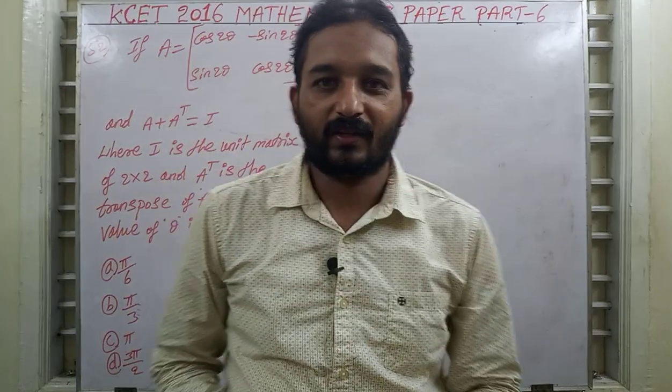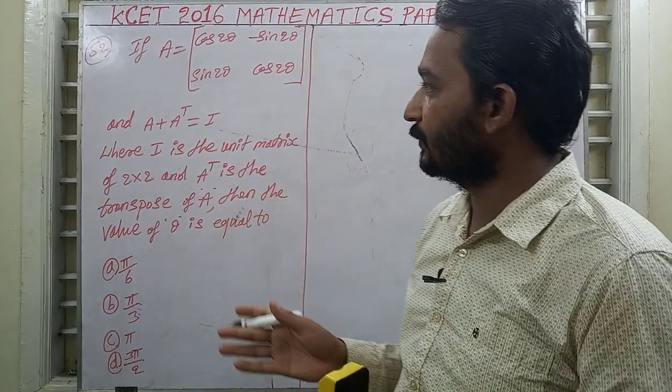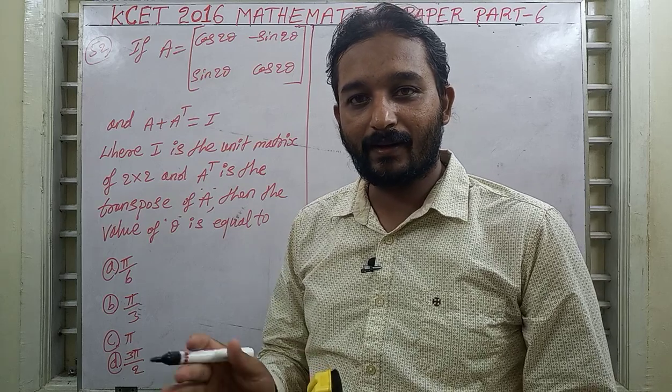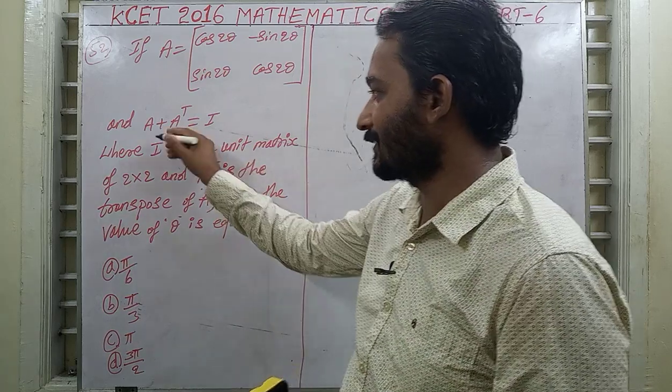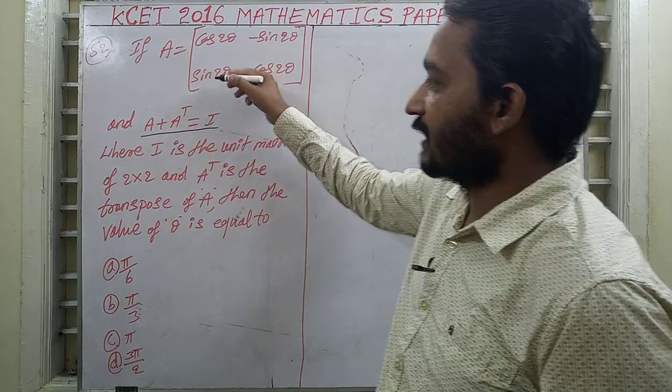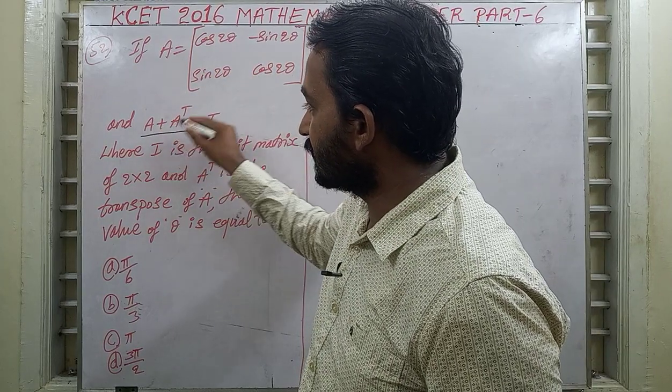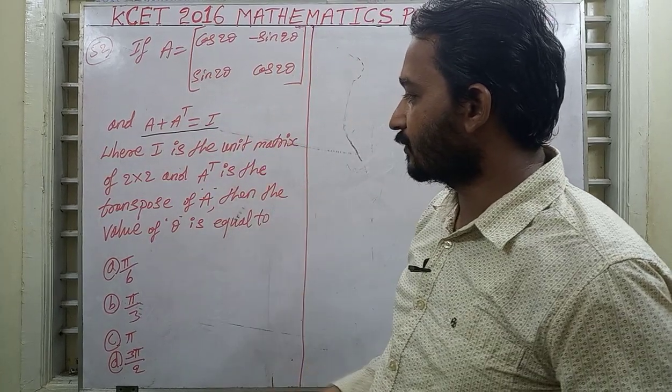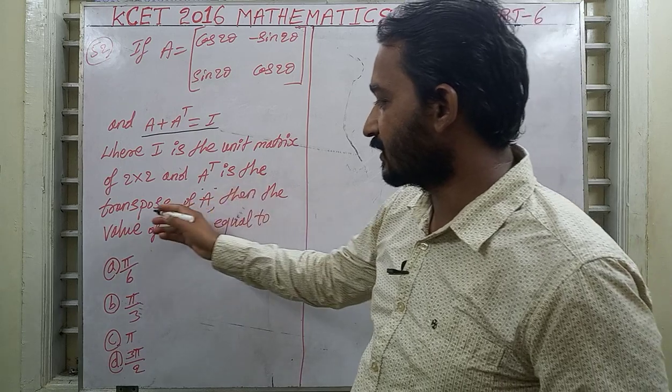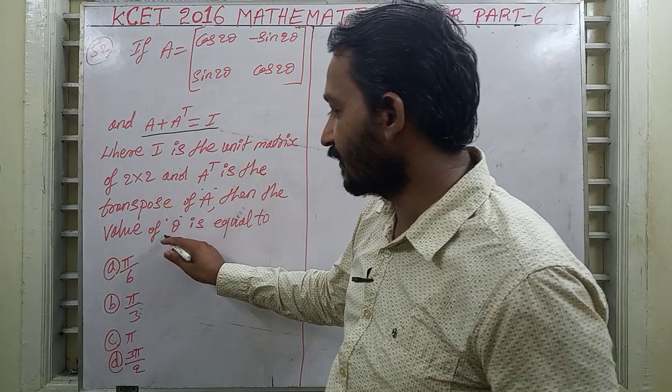So now let us move on to the next question. Question number 52. This question is based on the chapter matrices, particularly algebra on matrices. So here in this case A is given. Find A plus A transpose is equal to I, where I is the 2 cross 2 identity matrix, A transpose is the transpose of A. Then we have to find out the value of theta.